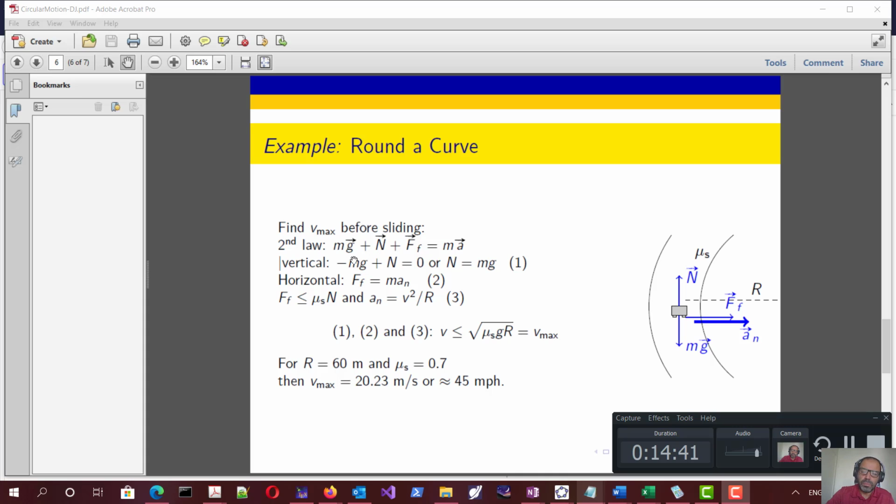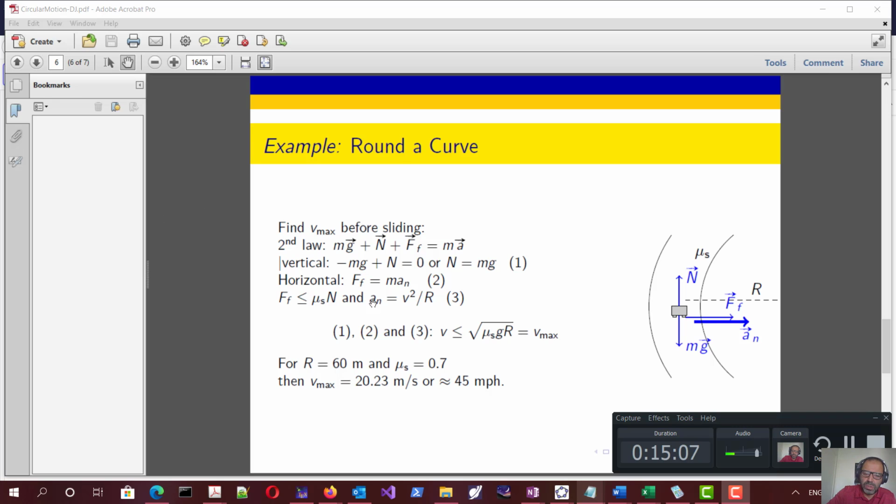So apply the sum of the forces in the vertical direction, that gives me the normal. Apply the forces in the radial direction, that gives me, again, force equals mass times acceleration. And impose a condition that the car will start sliding once that condition is met: mu s times n is exceeded when that force exceeds that value. So as long as the force of friction is less than that, we're in good shape.